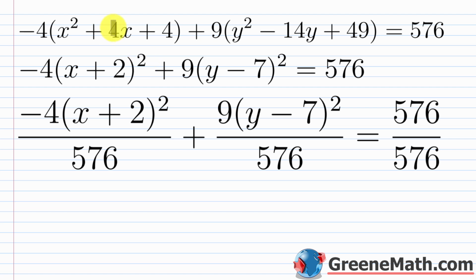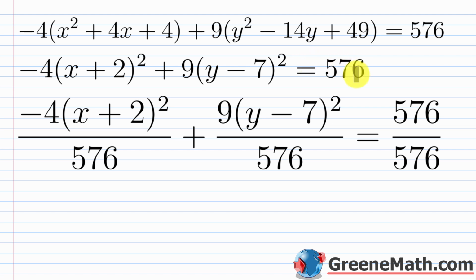Again, always think about when you cut this in half, what did you have? 4 times a half is 2, so this is x plus 2 quantity squared. When you cut this negative 14 in half, what did you get? You got negative 7, so when you factor y squared minus 14y plus 49, you have y minus 7 quantity squared. So we end up with negative 4 times the quantity x plus 2 squared plus 9 times the quantity y minus 7 squared equals 576.